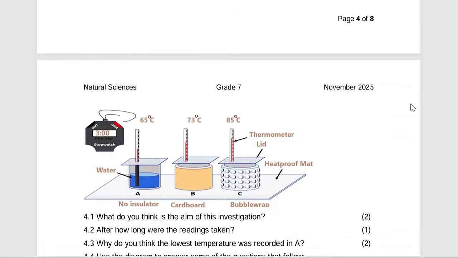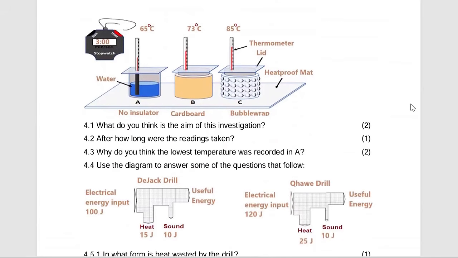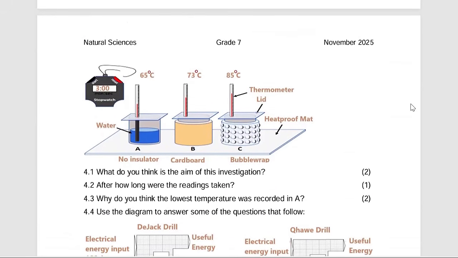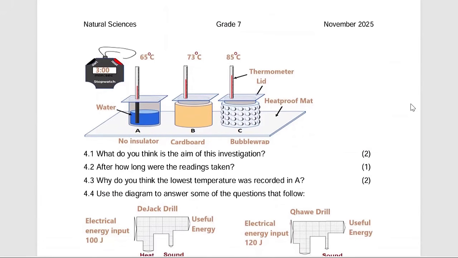Then we're going to proceed to question number 4. It says here, what do you think is the aim of this investigation, right? So now we're given something like this. There is water there. We see our thermometer there. Then we also have our stopwatch there. Then here we've got no insulator. Then here, what they did, they placed a cardboard around that same beaker there, right? So there is water inside.